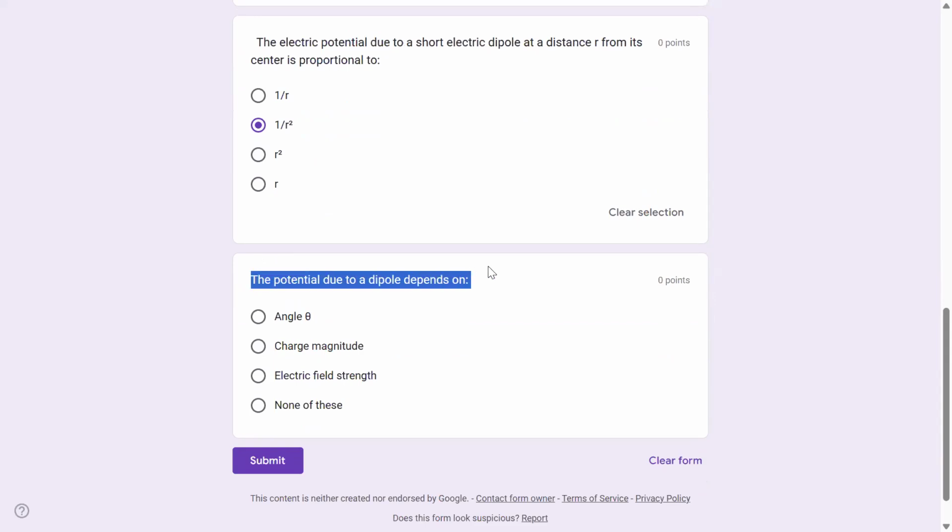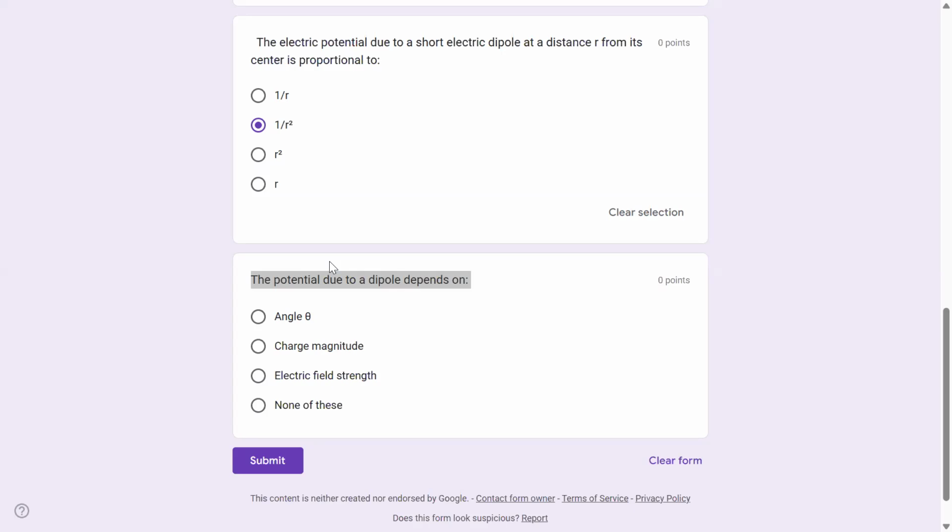And the final one. The potential due to dipole depends on which is the main term? I told that in the class notes. Angle theta, charge magnitude, electric field strength, or none of this. The potential due to dipole depends on... Okay, very good.